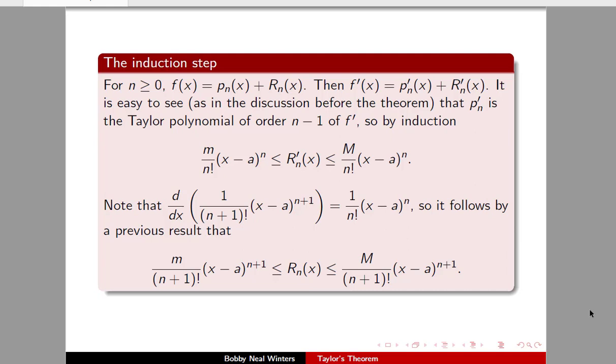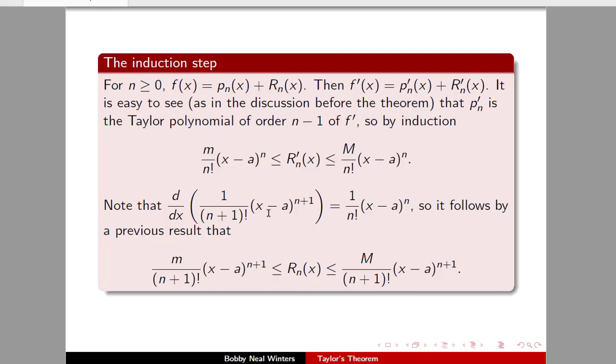For n greater than or equal to 0, we have that f of x is equal to p sub n of x plus r sub n of x. We take the derivative, and so f prime of x is equal to p sub n prime of x plus r sub n prime of x. It's easy to see from the discussion before the theorem that p sub n prime is a Taylor polynomial of order n minus 1 of f prime of x. Therefore, by induction, we have our remainder between m over n factorial times (x minus a) to the nth and capital M over n factorial times (x minus a) to the nth.